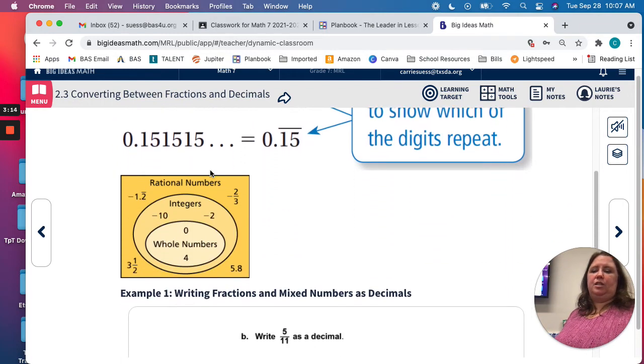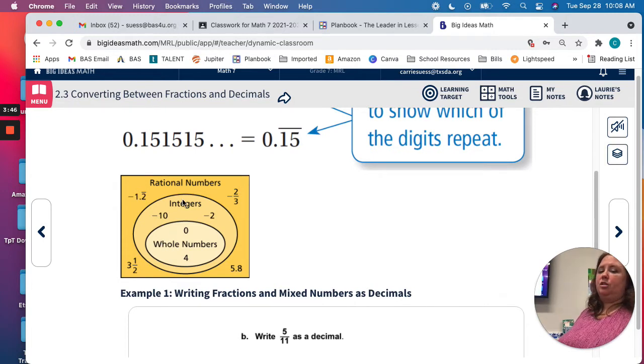Okay, you need to sketch this in your journals. We're going to talk about the different types of numbers. Rational numbers, you can see there's 4 examples here. It includes everything. It encompasses everything. Whole numbers, integers, rational numbers. It includes our repeating decimals, doesn't it? It includes our fractions. It includes mixed numbers. It includes a decimal. It also includes a negative 10, a whole integer and a whole number.